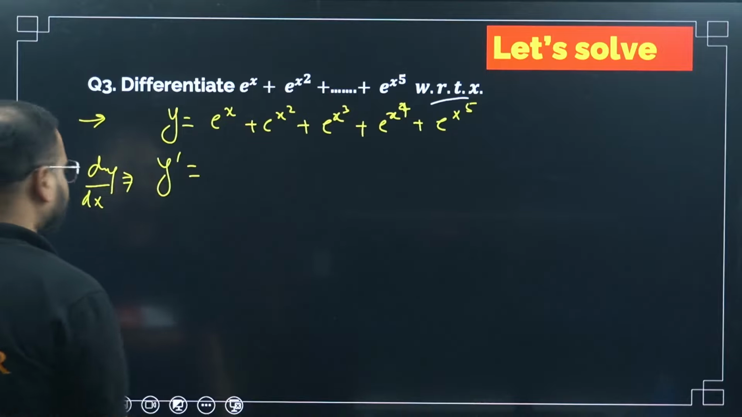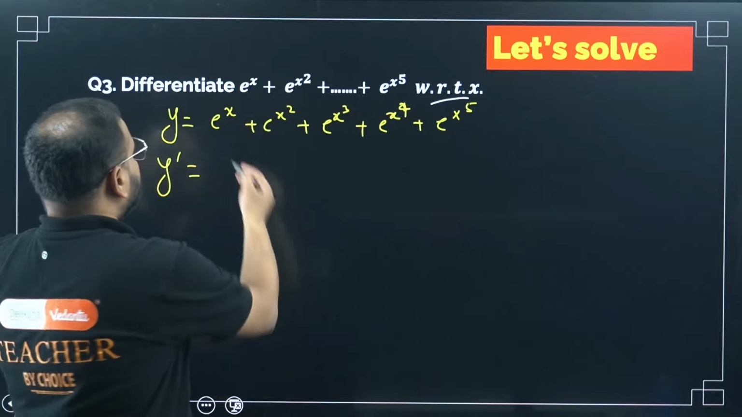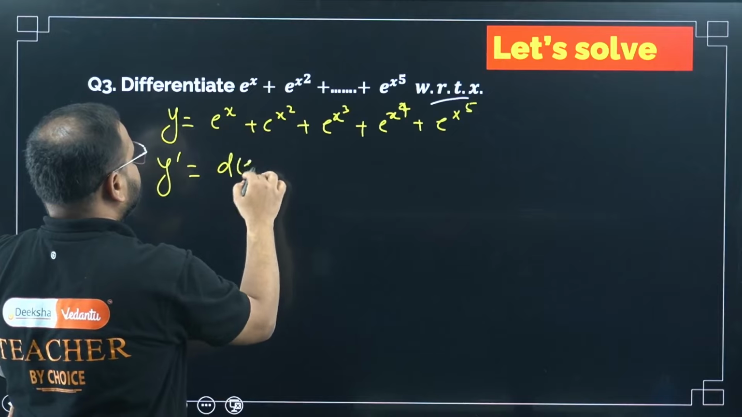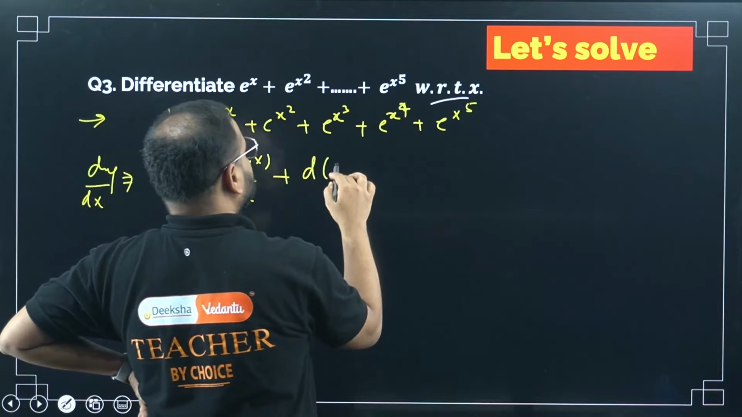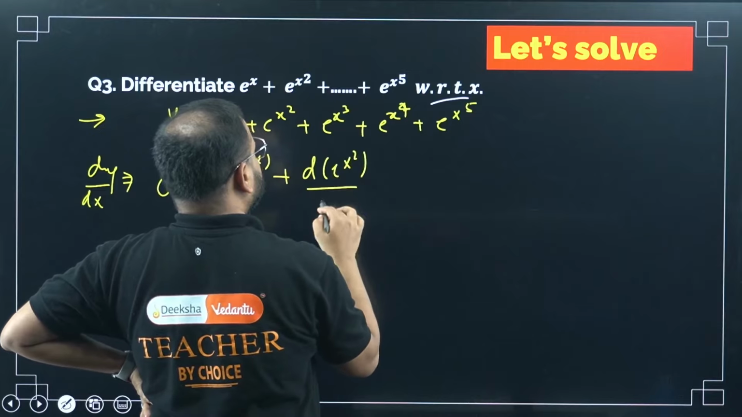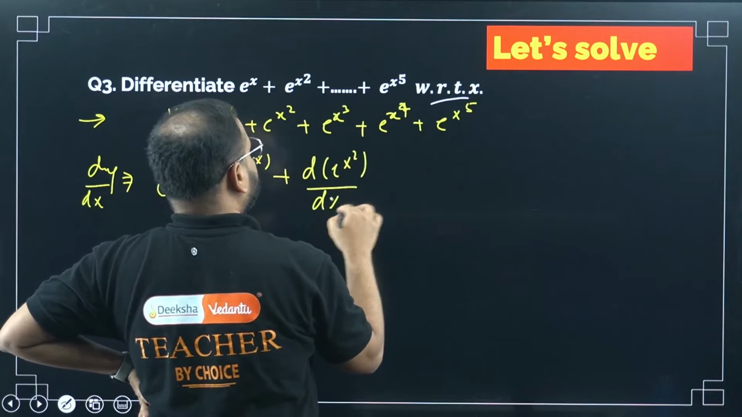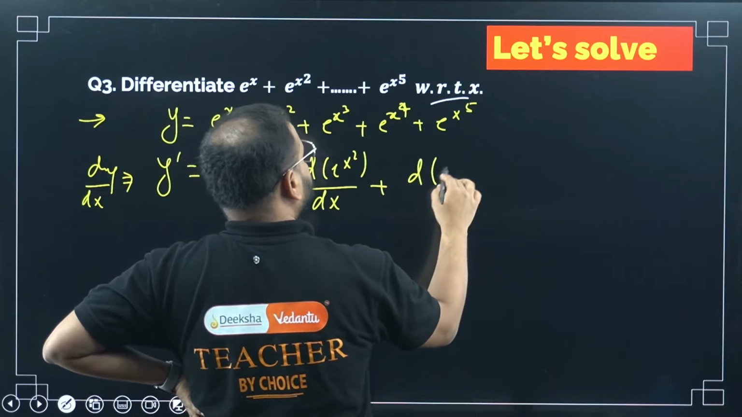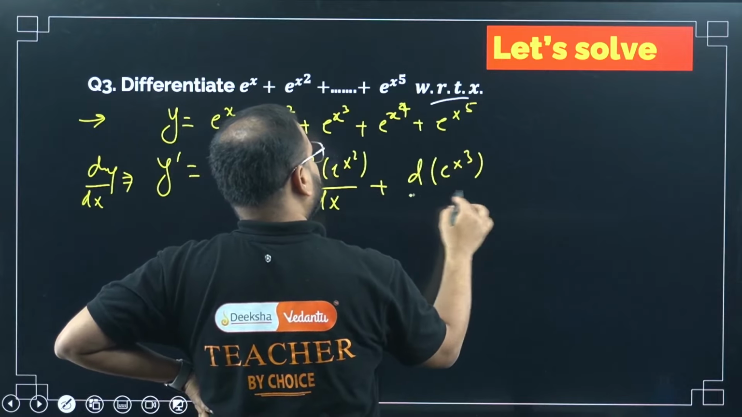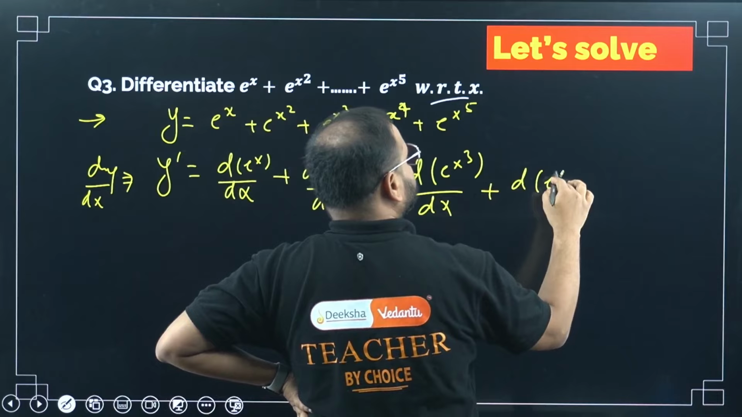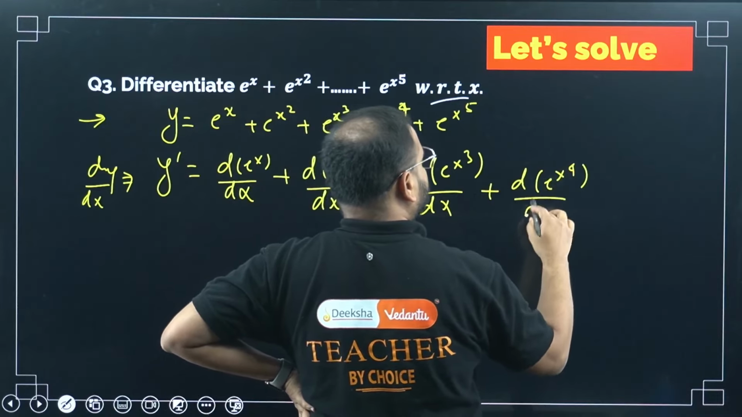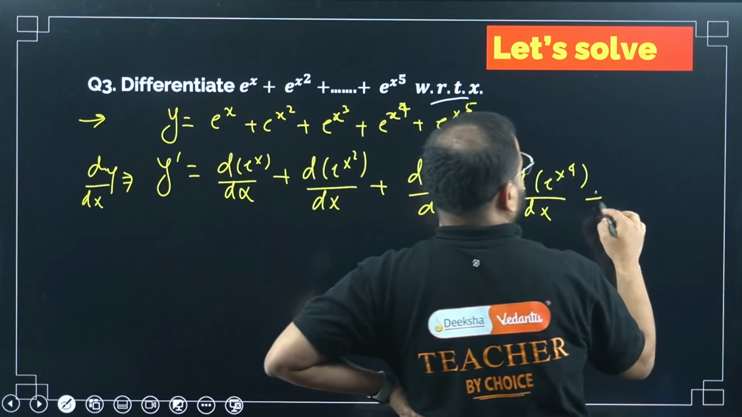Y dash is equal to differentiation of this. Same way I can write for others. Others also. Again for this also. And for the last one also.